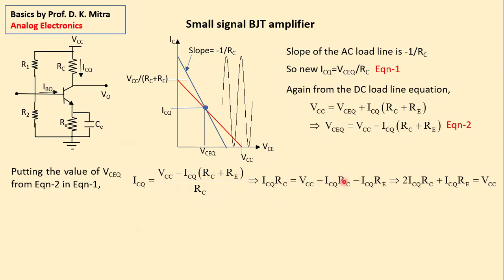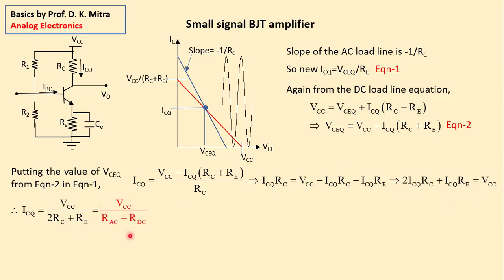Take ICQ RC to the left-hand side, then you have 2 ICQ RC on the left-hand side, and ICQ RE you also take to the left-hand side. So this becomes equal to VCC. So what is ICQ? ICQ is equal to VCC divided by 2RC plus RE. This is the value of ICQ.